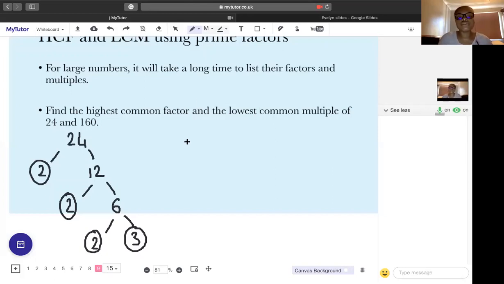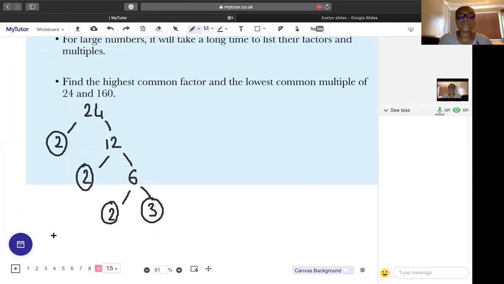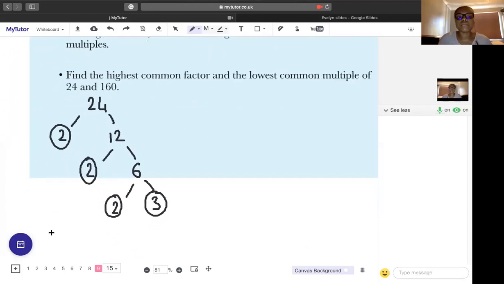Once you finish your prime factor tree, I would say always write down the product of primes underneath your factor tree as well, so you don't forget. So you've got 2 times 2 times 2 times 3. That is 24 as a product of its prime factors.